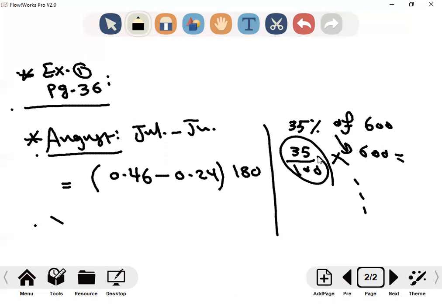Now here we have 2 ways. You can subtract what's inside the bracket, then multiply 180, or we will use what? The distributive rule. Because we are in the distributive property lesson, let's use it. So this is equal, how we find it? 180 multiply 0.46 minus 180 multiply what? 0.24. Let me erase that.